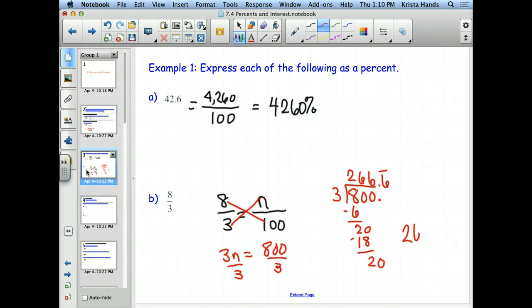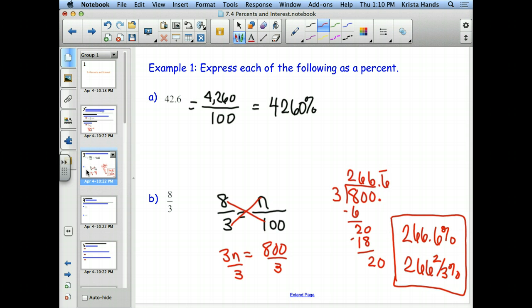So this is 266.6 repeating percent, or if you prefer, you could write it as 266 2/3 percent. It doesn't matter which one to me, but either one would be correct.